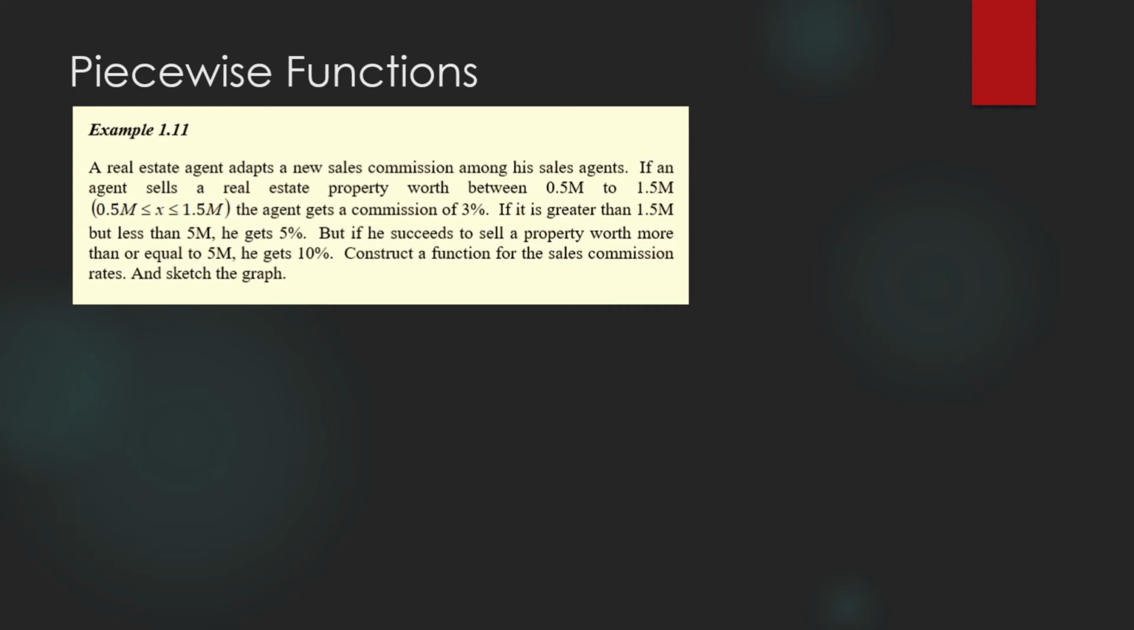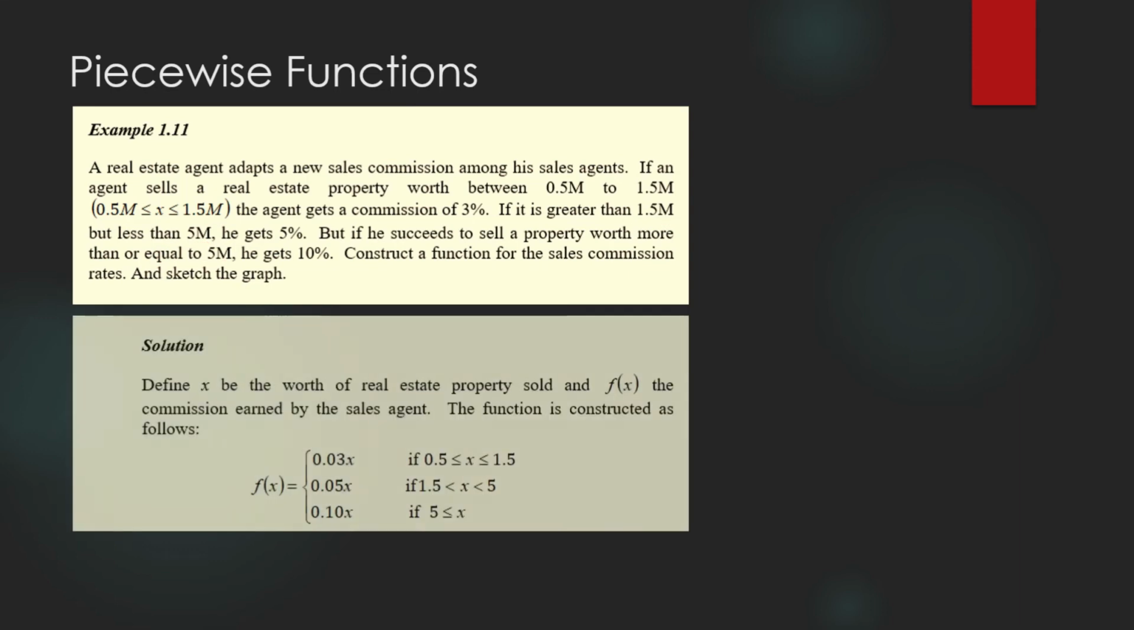So our domain here is the worth in million pesos of the real estate property. And then we will divide it into 3 sub-intervals. These are the sub-intervals: from 0.5 million to 1.5 million, that is one interval. And then between 1.5 million and 5 million. And then the other sub-interval is when the worth of the real estate property that was sold is more than or equal to 5 million. This is how we define the function.